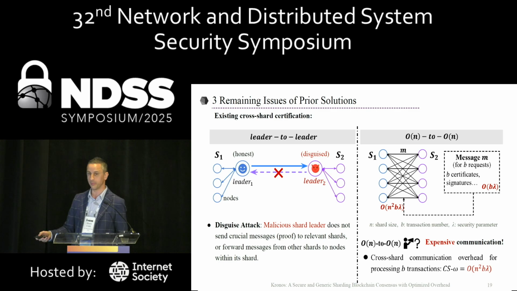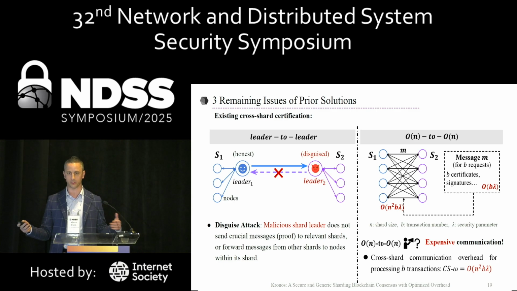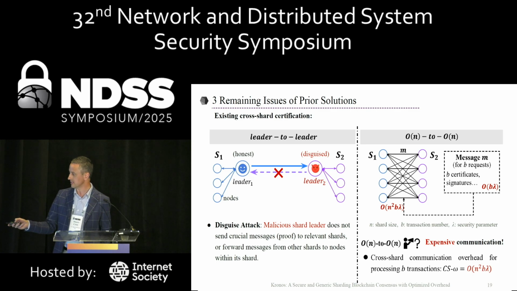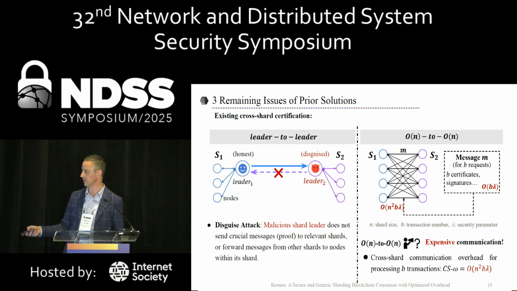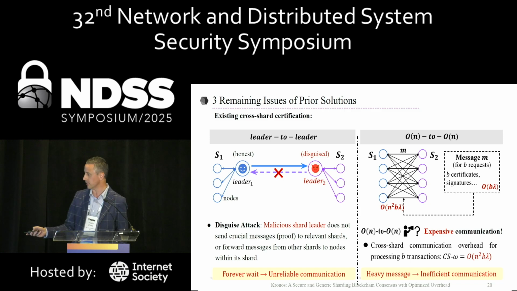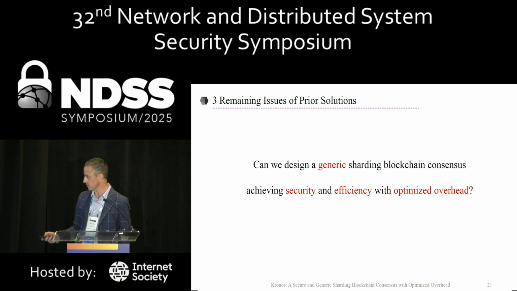The other possible, completely opposite approach, more resilient, is end-to-end communication. In this case, all nodes in the input shard will communicate the information to all the nodes in the output shard. In this case, we have order of n square complexity. And the problem here is the communication: either we have reliable communication or we have inefficient communication.